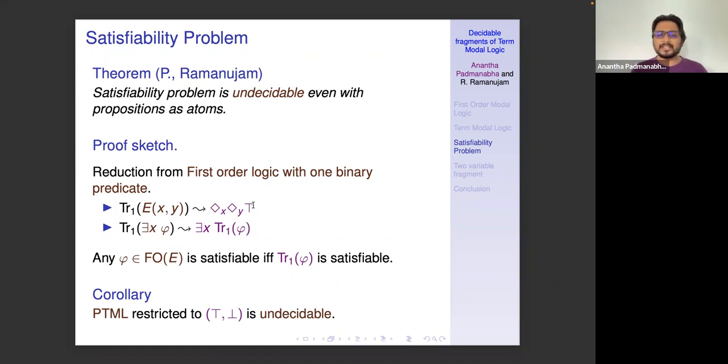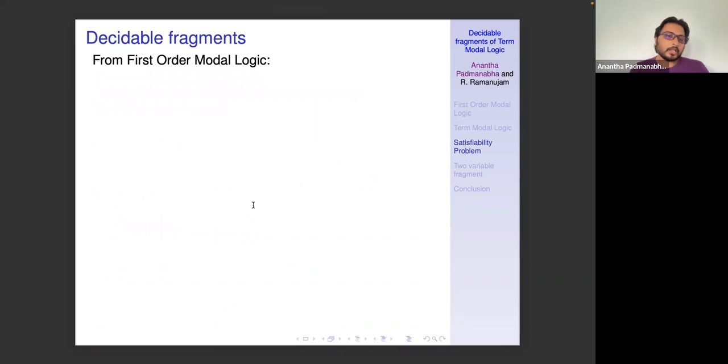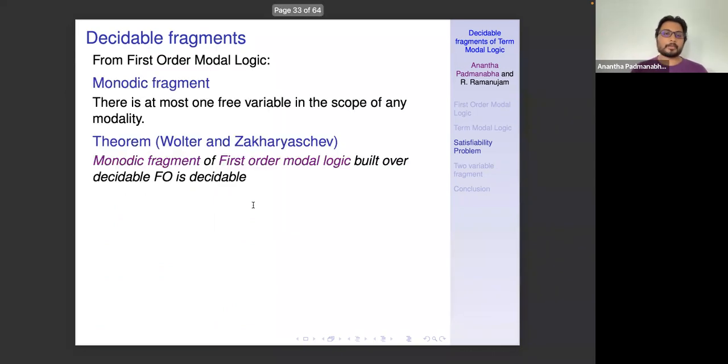So the question is, can we have decidable fragments for this logic at all, right? That is the problem that we are going to look at. And we take the cue from first order modal logic. First order modal logic has, as we have discussed, some decidable fragments, right? So for instance, the monodic fragment, which says that it's restricted to the formulas where the modal formula can have at most one free variable within the scope, right? Within the scope of a modality, there can be at most one free variable.